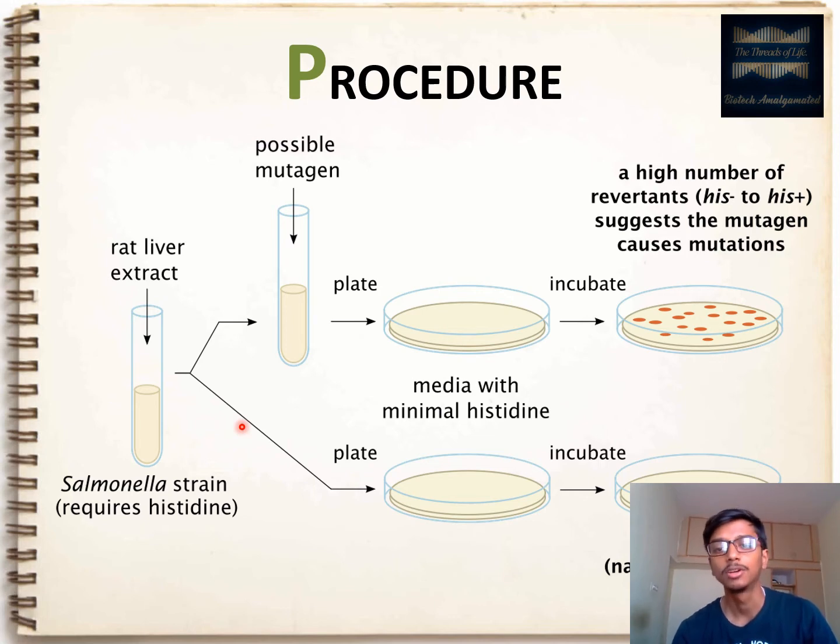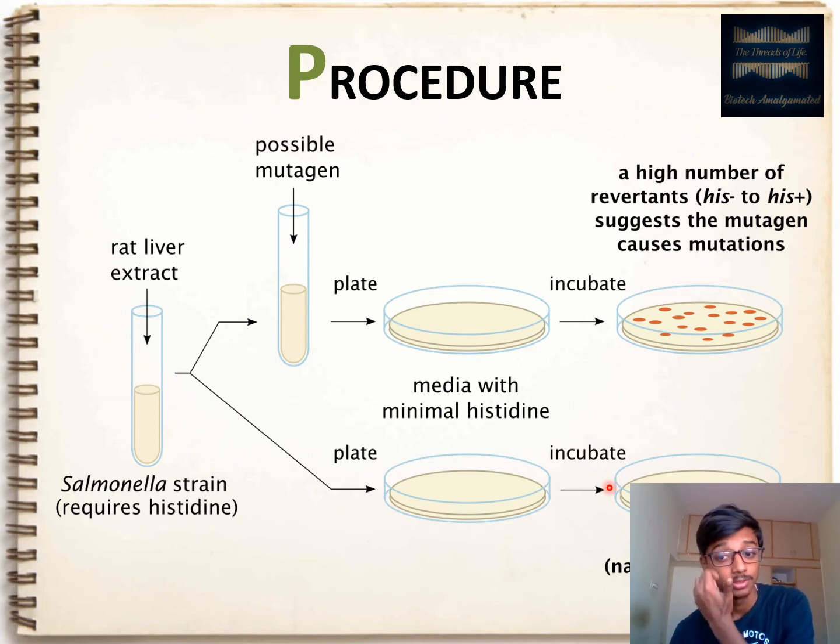Now, the protocol was divided into two different sub-protocols. In the first one, the test protocol was done. And in the second, only the control protocol was done. The only difference was that in the test protocol, the possible mutagen was added. The possible mutagen, or chemical, that was added was 2-aminofluorene. Now the inoculum was plated in a medium that contained a little amount of histidine, and both the control and the test petri dishes were incubated at 37 degrees Celsius for 24 hours.